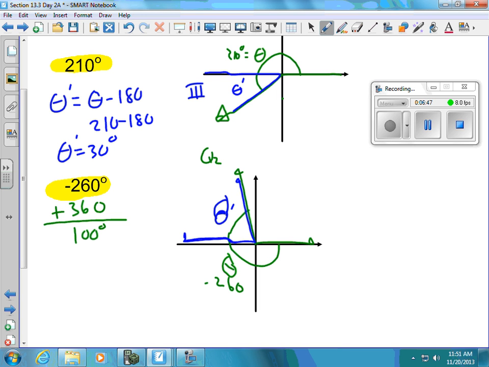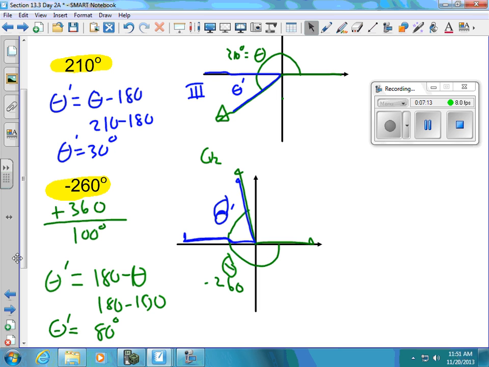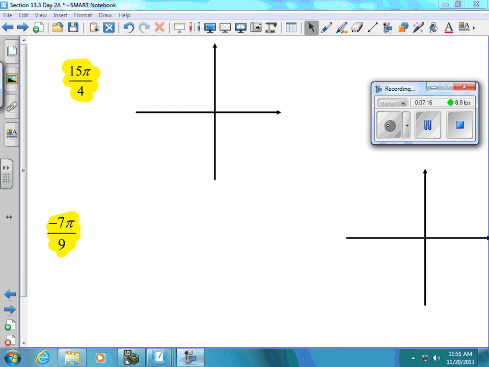In quadrant 2, we'll take that 100-degree angle, that's going to be the one to use. The reference angle theta prime equals 180 minus the original angle. Well, we're not going to use negative 260. We have to use 100 in order to make this work. So our reference angle for this one is 80 degrees. Okay, so that's how we do it when the values are in degrees.